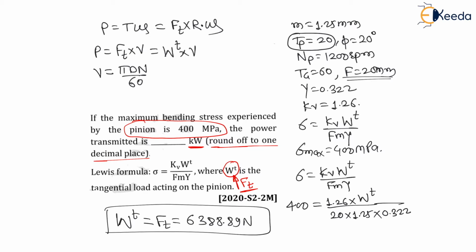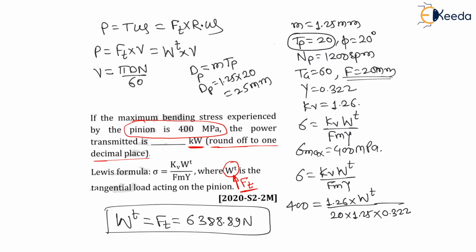Therefore, to find the diameter of the pinion, it will be module into number of teeth on pinion, right? Therefore, diameter of pinion is equal to 1.25 into number of teeth on pinion, which are 20. If I simplify this, I will get 20, and here this value will be 25 mm, right? So let us put this diameter in here.